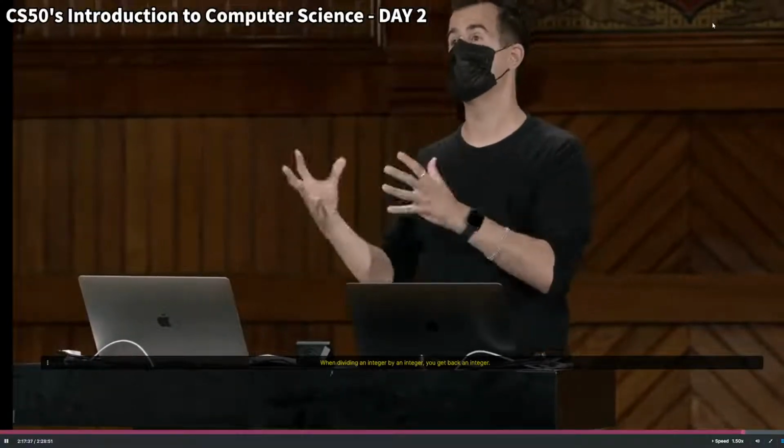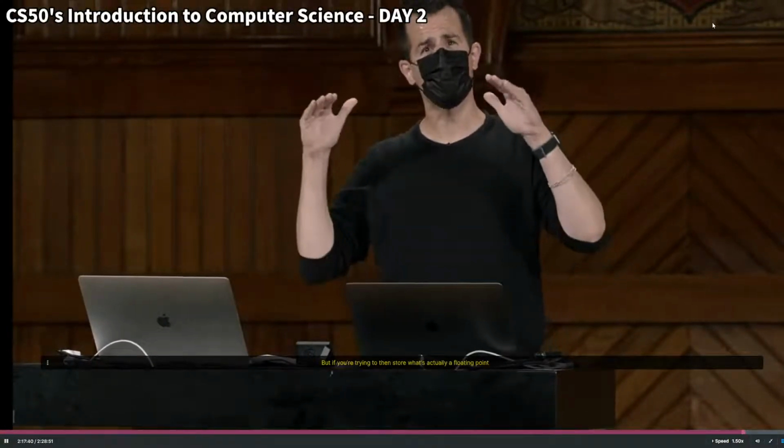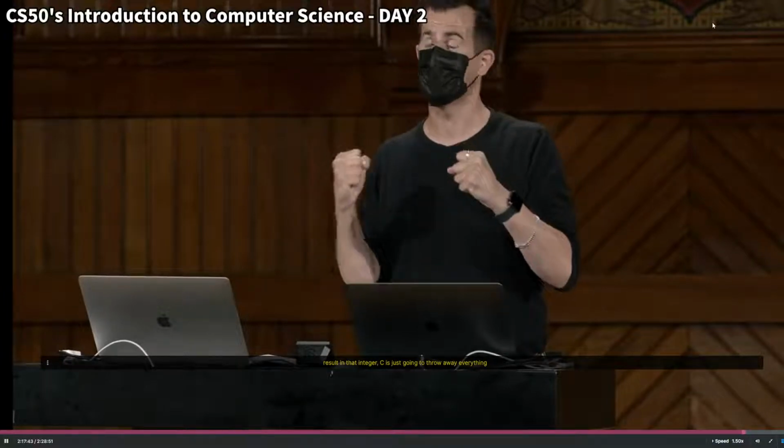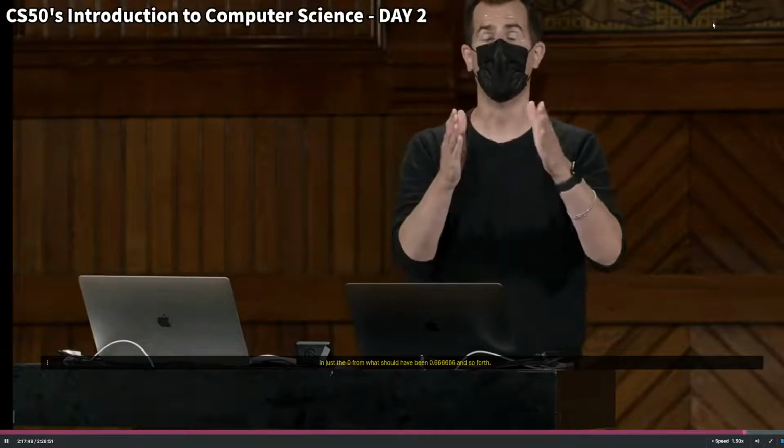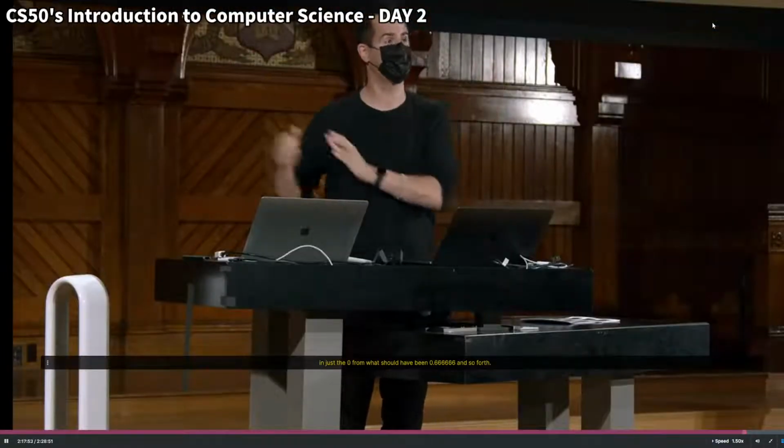When dividing an integer by an integer, you get back an integer, but if you're trying to then store what's actually a floating point result in that integer, C is just going to throw away everything at and beyond the decimal point, leaving us with this case in just the 0 from what should have been 0.6666666, and so forth.